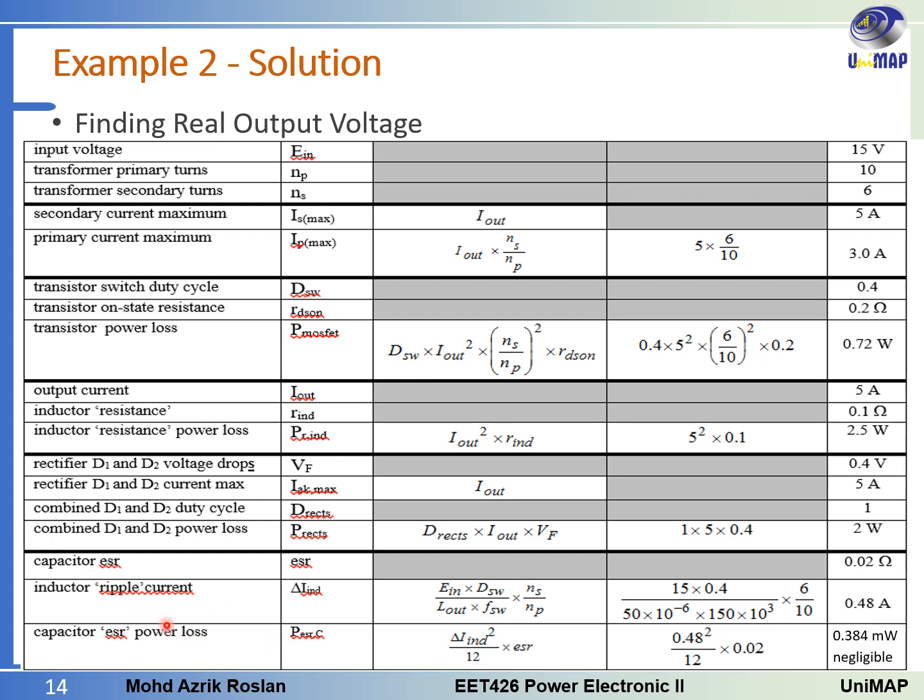And then to calculate the equivalent series resistance power loss, you have to use this equation, which is delta I inductor square divided by 12 multiplied by ESR, and then you will get this value 0.384 milliwatt, which is very small and can be considered negligible. Okay, it's very small. So when you compare with 2 watt, this one is nothing. So you can just mention that this capacitor power loss is negligible.